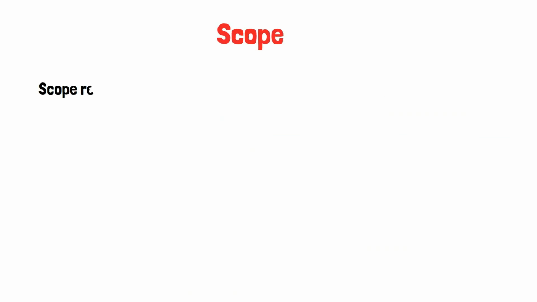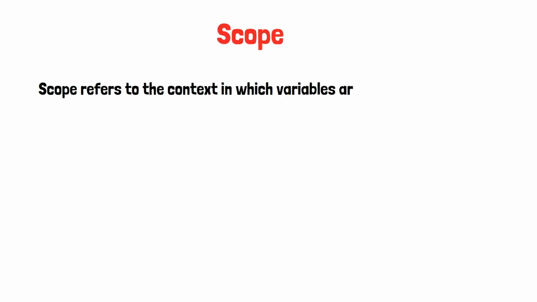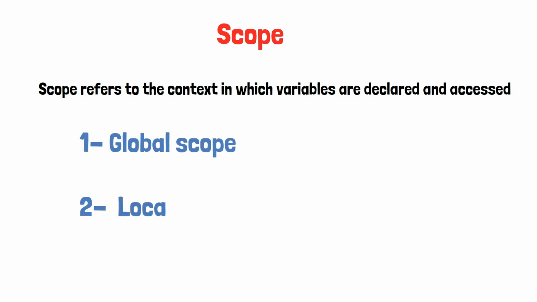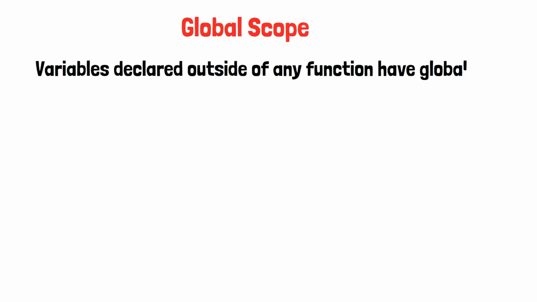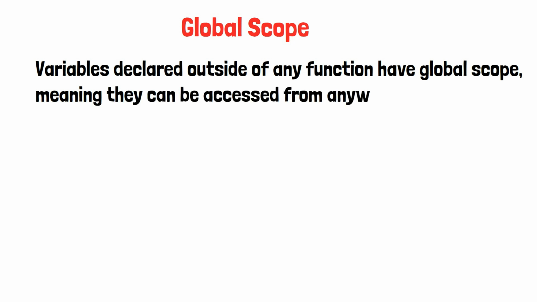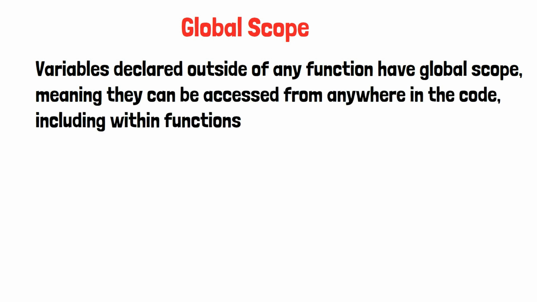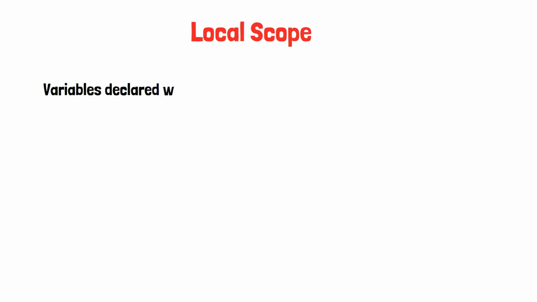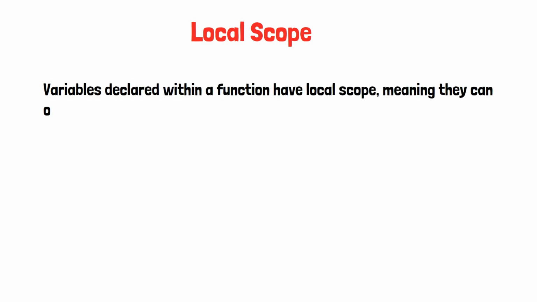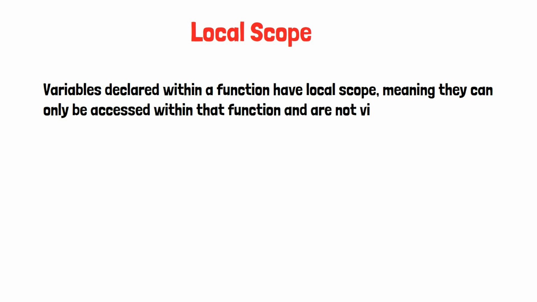Scope. Scope refers to the context in which variables are declared and accessed. In JavaScript, variables can have either global scope or local scope. Global scope. Variables declared outside of any function have global scope, meaning they can be accessed from anywhere in the code, including within functions. Local scope. Variables declared within a function have local scope, meaning they can only be accessed within that function and are not visible outside of it.